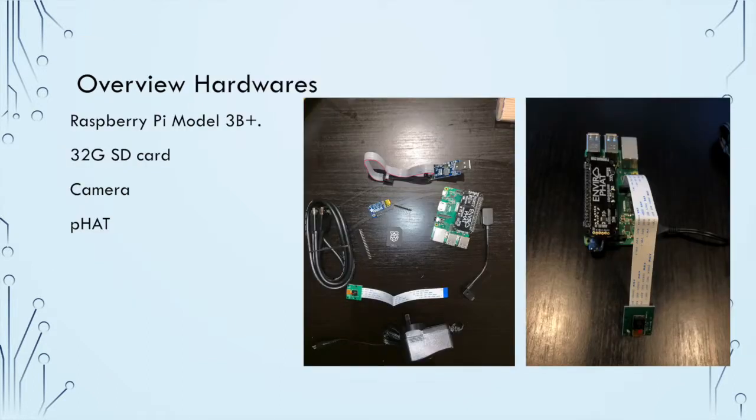Okay, this part is the overview of hardware. We used the Raspberry Pi Zero model first, but unfortunately, in the end, we broke it. We didn't have enough time to buy another one online, so we chose the Raspberry Pi Model 3B Plus to finish the project. We also use a 32 GB SD card, the camera function, and the Pi function.